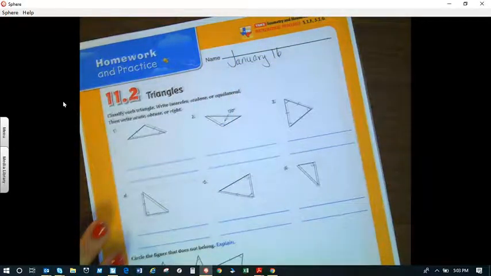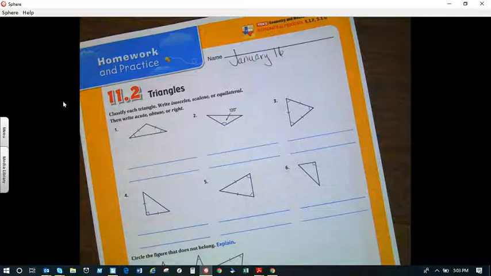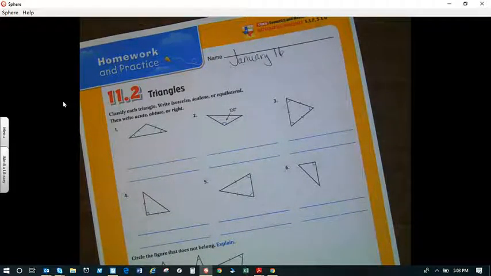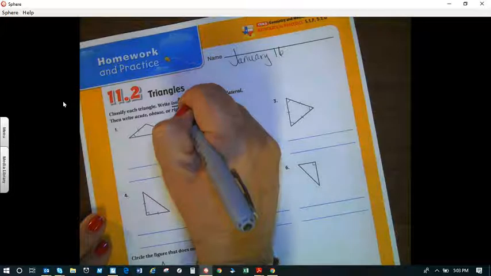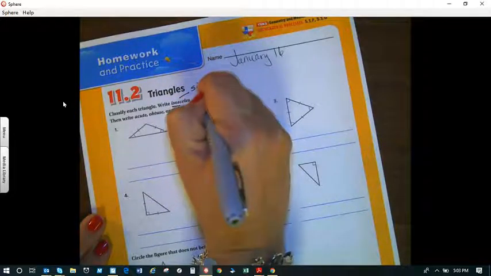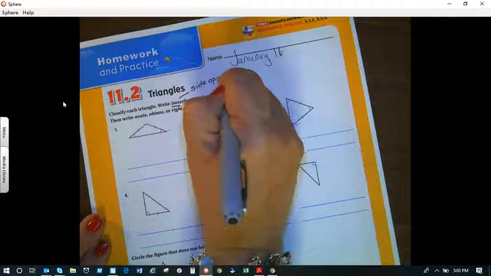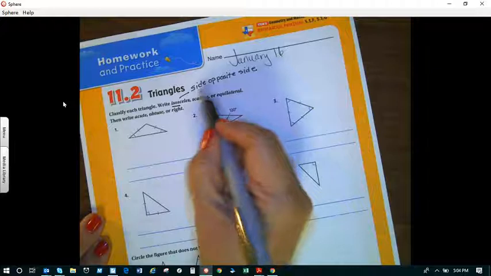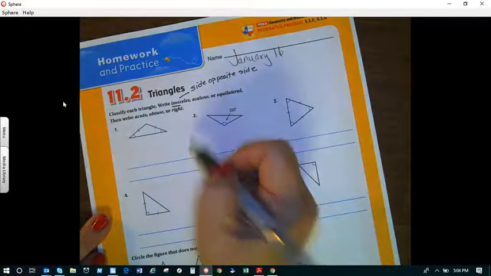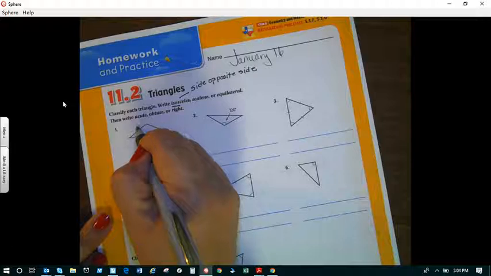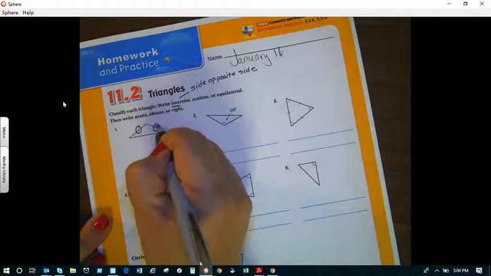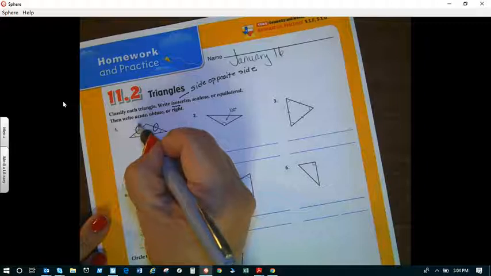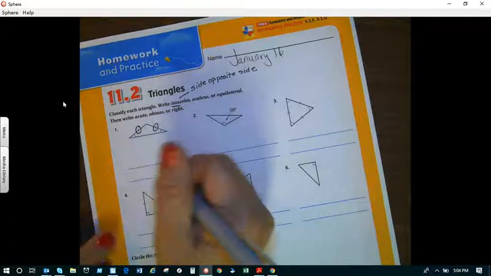Today we were talking about triangles, we were classifying them, and in class today we had already worked on problems 1, 2, and 3. We talked about an isosceles triangle, and we said the SOS means side, opposite, side, which means that the sides opposite each other are equal. Looking at number 1, this 1 mark matches this 1 hash mark. This side opposite this side are congruent to each other.